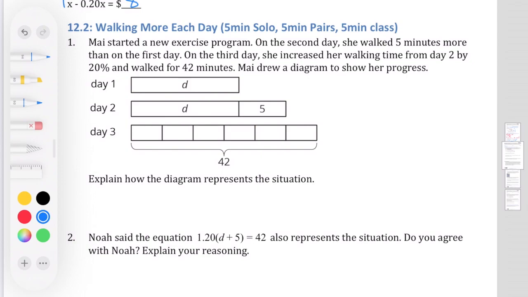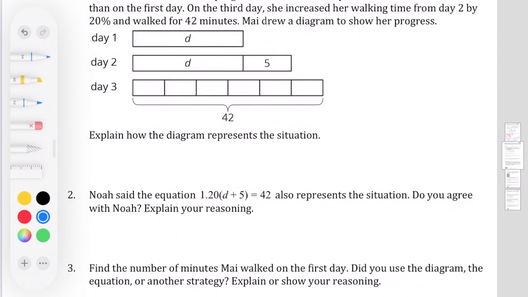Go ahead and let's look at these diagrams real quickly. We have day 1 right here. Day 2 where she walked 5 minutes more, so here's the additional 5 minutes. And then on day 3 she walked an extra 20%, which could be right here, that 20%. And she walked for a total of 42 minutes.